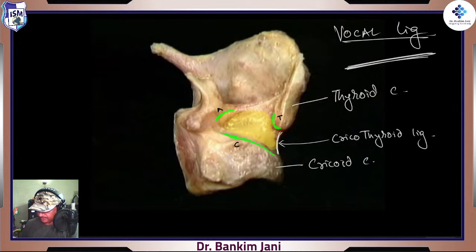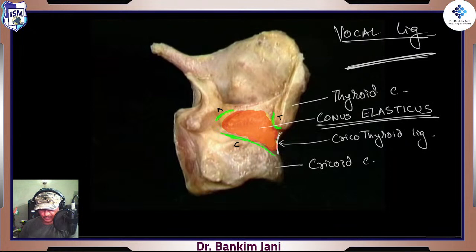This one, sorry, this one, this is what I'm talking about. That is what is called the conus elasticus. So this conus elasticus is a membrane which is connected to the cricoid almost to its entire length, the posterior part of the thyroid and the arytenoids, and the vocal cord is nothing but the upper free border of this conus elasticus.